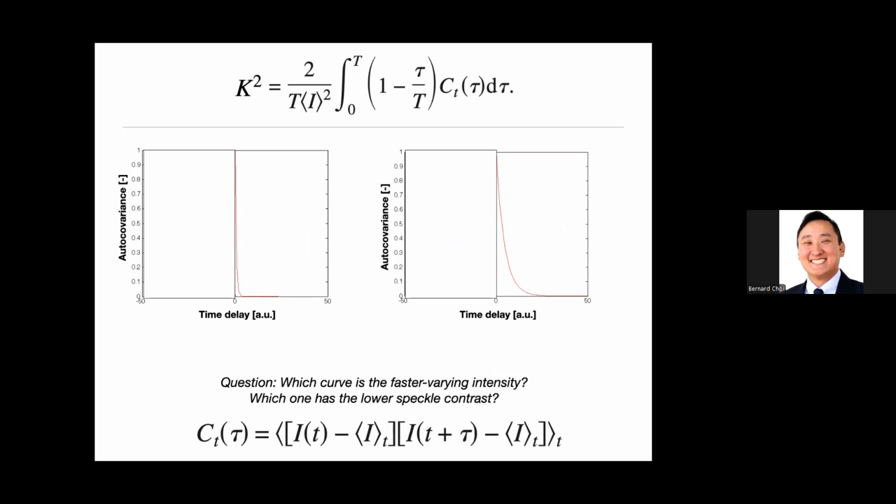So the question I have is, which one here looks like the faster varying intensity? I'm blocking off, if you can see on the graphs, it's symmetrical around zero. So if you just focus at zero and the positive time delays, which one's decaying fast? Which one's got faster varying intensity? Which one do you think?